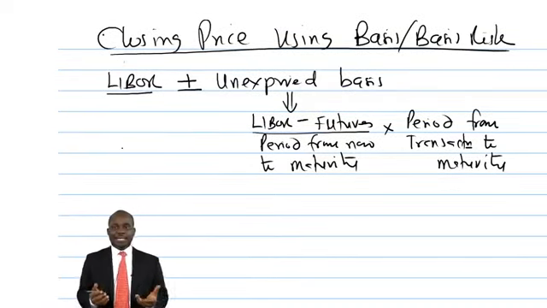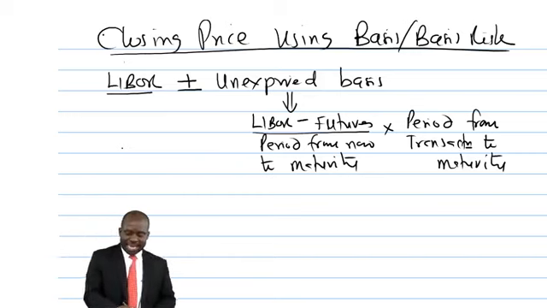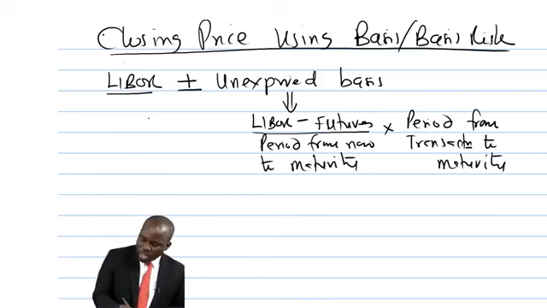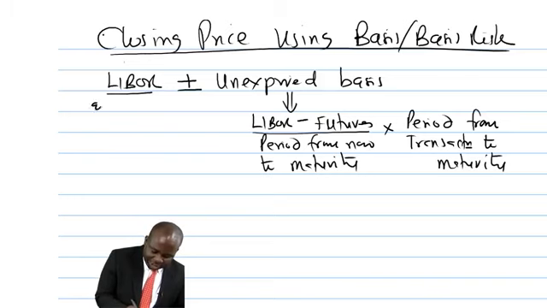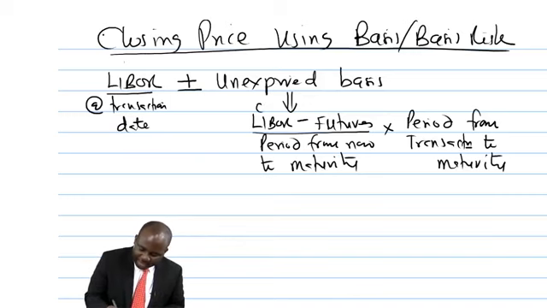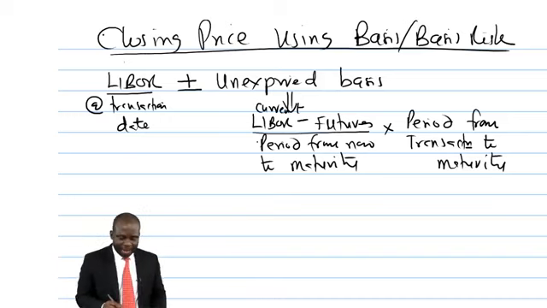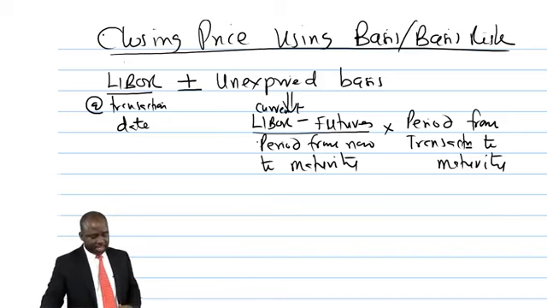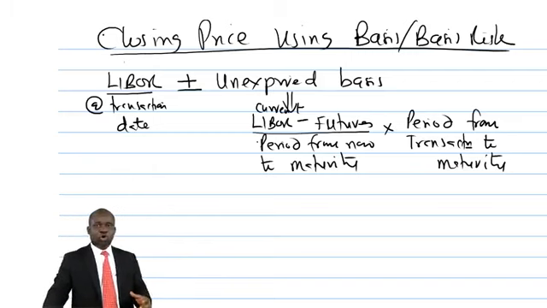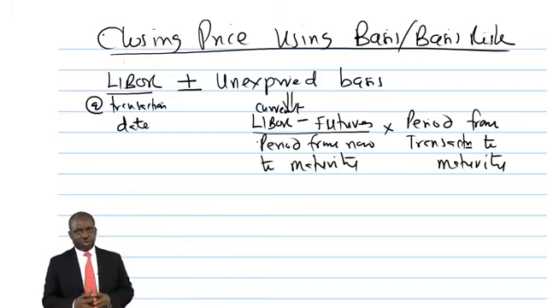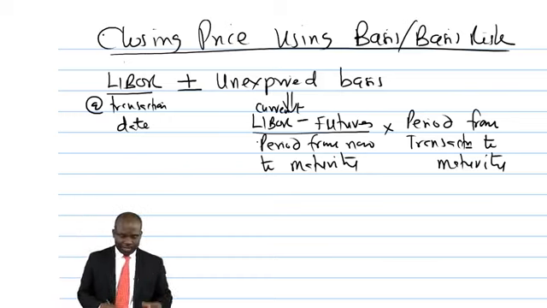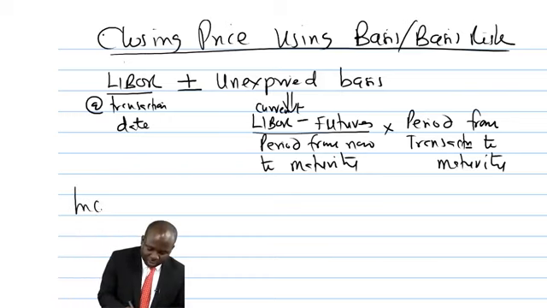So currently, what is the LIBOR? The LIBOR here should be the LIBOR as at the transaction date. And then this is the current LIBOR. Let me be very careful with that. So my LIBOR as at the transaction date is going to be dependent on whether the interest rate increases or decreases. So when interest rate increases, what was the interbank rate?